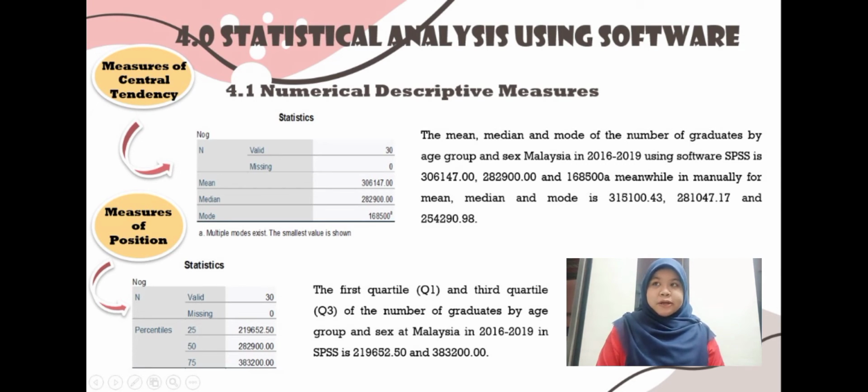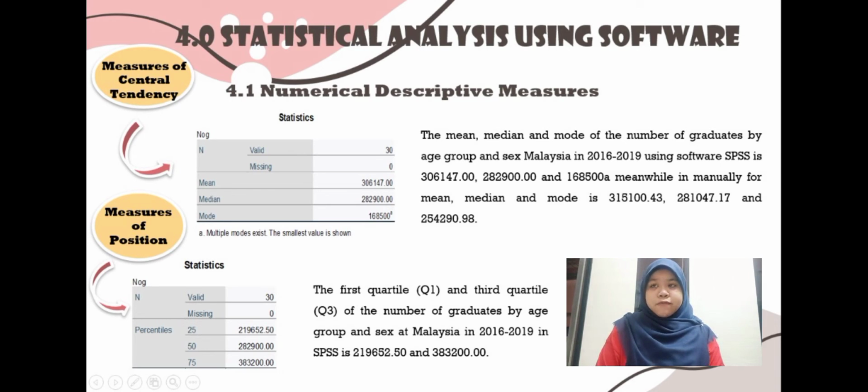I will present about numerical descriptive measures. Okay, A. Measures of central tendency. The mean, median, and mode of the number of graduates by each group and sex measured in 2016 to 2019 using the software SPSS are 306,147.00, 282,900.00, and 168,500.